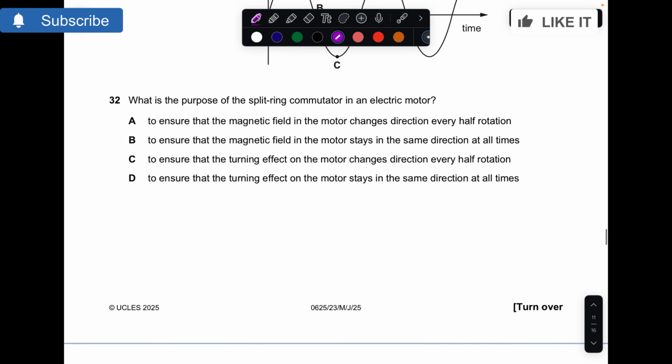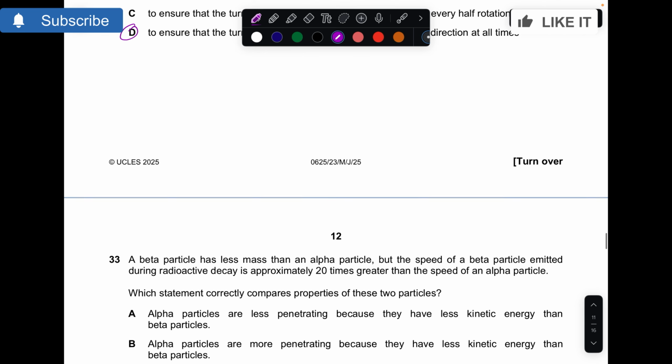What is the purpose of the split ring commutator in an electric motor? Its purpose is to ensure that the turning effect on the motor stays in the same direction all the time.